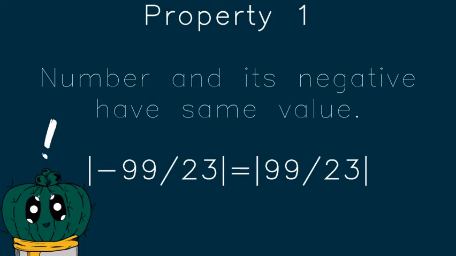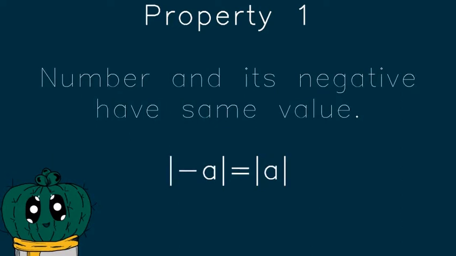Similarly, if we have a fraction like negative 99/23 and 99/23, a is going to be 99/23, whatever that is equivalent to in decimals. But the answer in exact terms is going to be 99/23. And this is the first property.